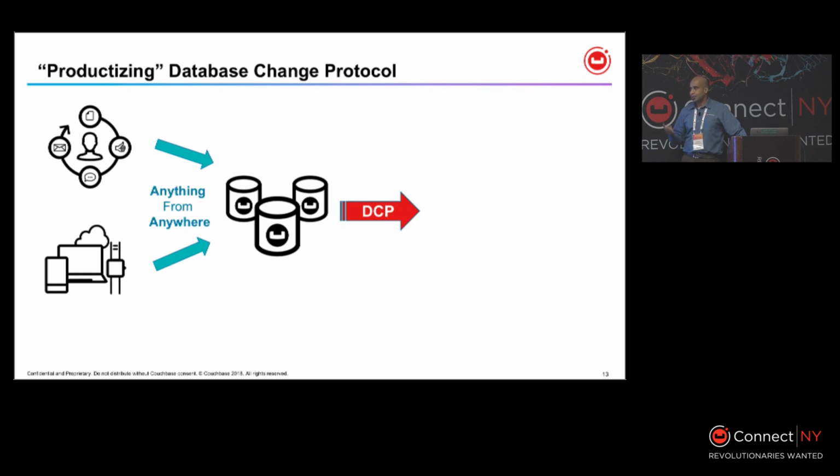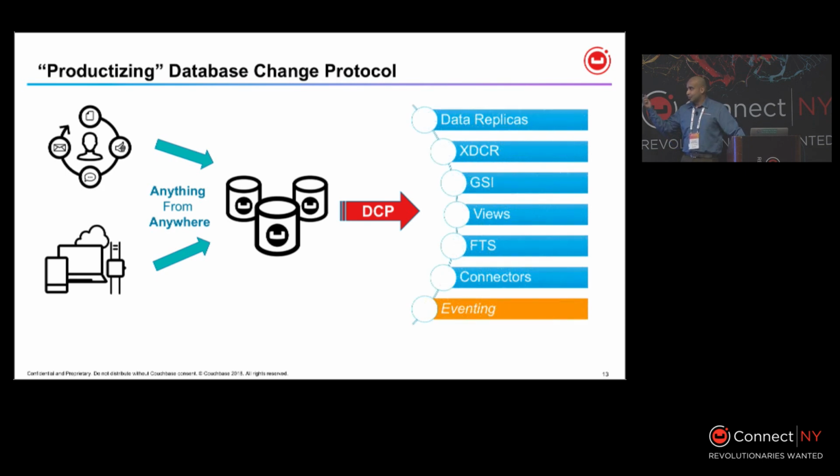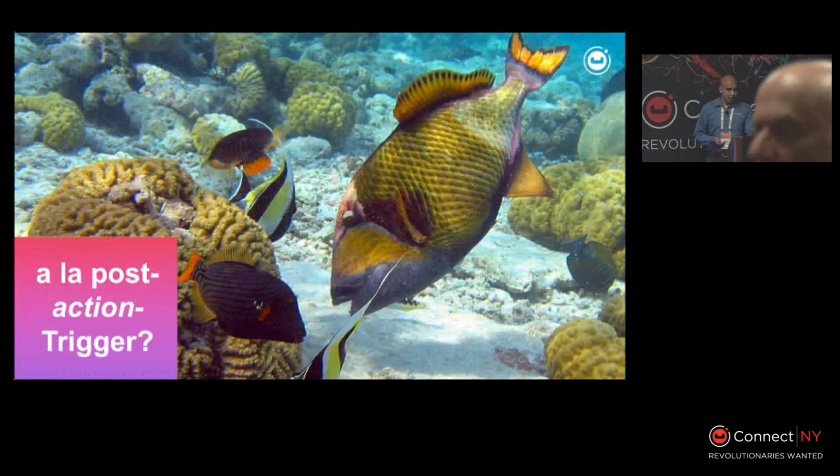So what happens is when data is stored in Couchbase, we create something called a database change protocol, which actually captures all the changes that are happening. And this is being used when the data is replicated in XDCR, in GSI, views, FTS, name it. With eventing, we are productizing this offering, right?